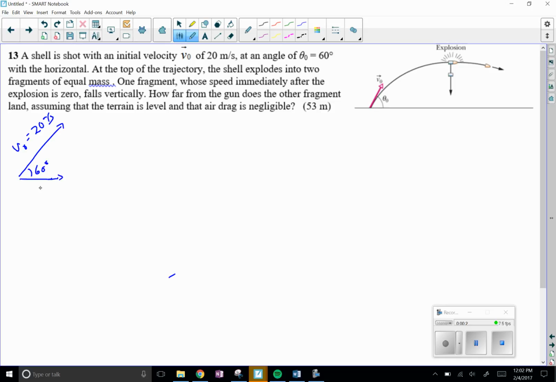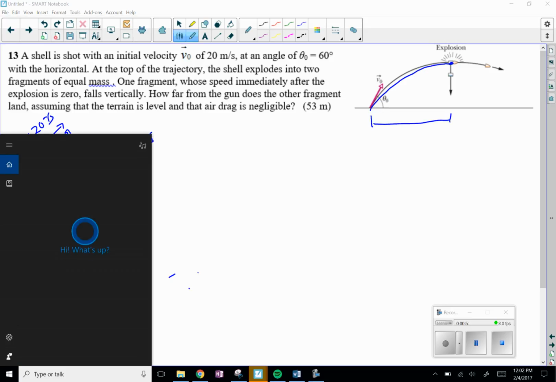Okay, and so the idea is it's going to have a horizontal component of, if you do the trig, 20 times the cosine of 60, so you get 10 meters a second, and an initial vertical component of 17.32 meters a second. So what happens is the shell goes up into the air and it explodes. Up until that point, let's figure out how far it's traveled. In order to do that, we've got to find the time it took to get to the peak of its path.